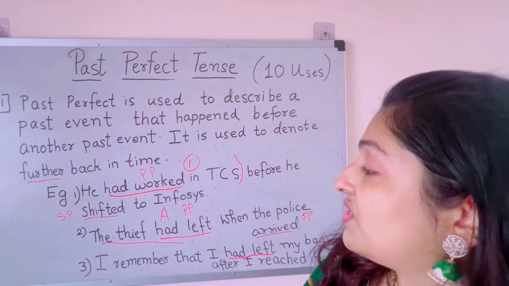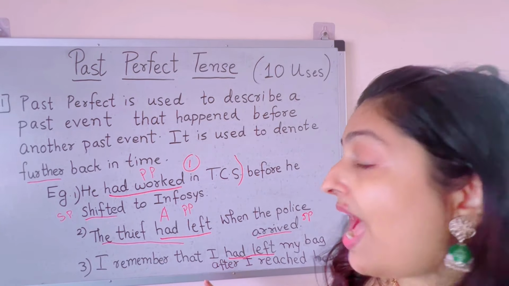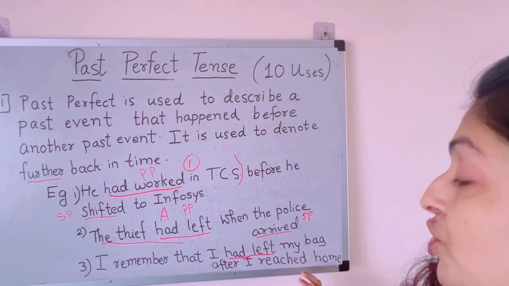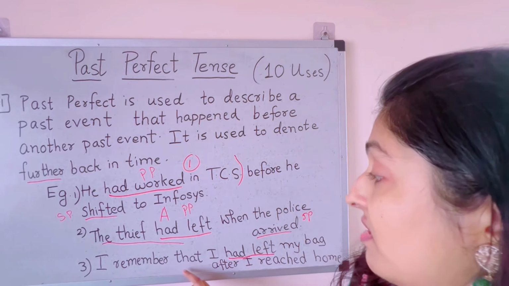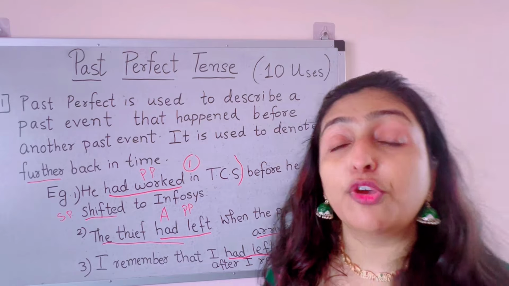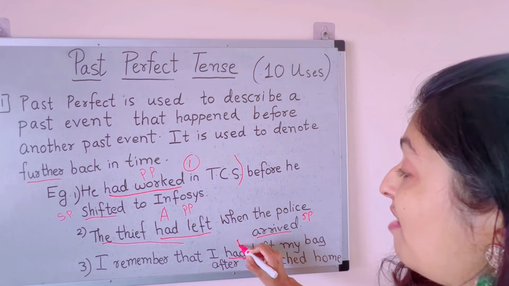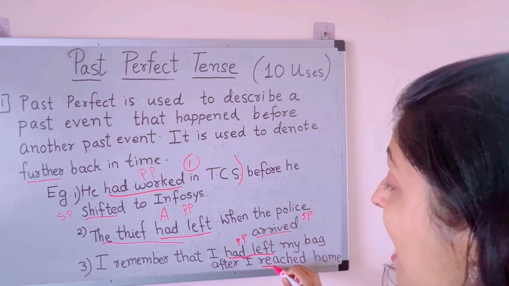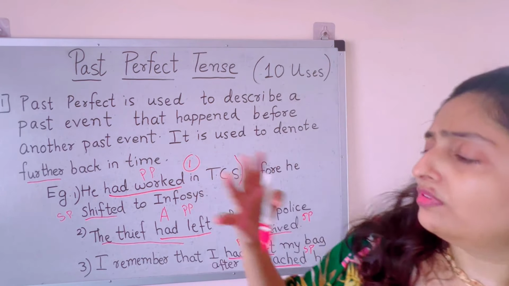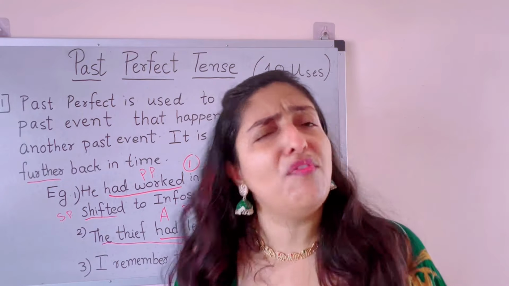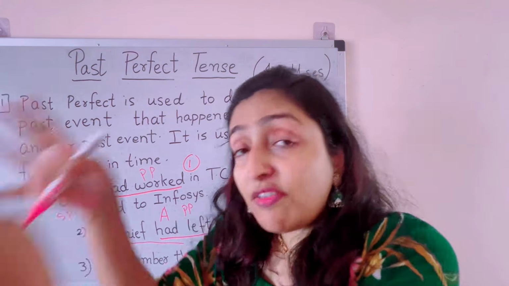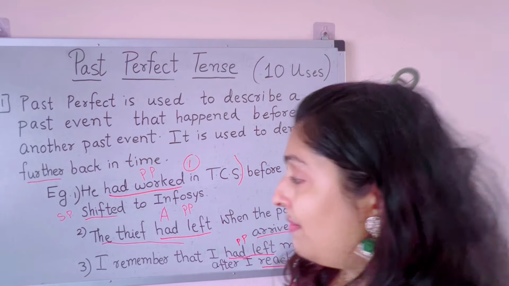The third example: I remember that I had left my bag after I reached home. I remember that I had left my bag only after I reached home. Had left is in past perfect and reached is in simple past. So this clears away all our confusion as to which action is taking place first and which second.